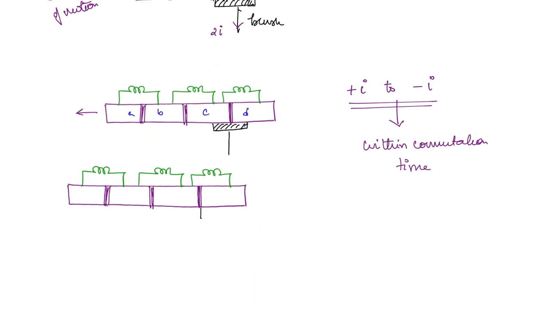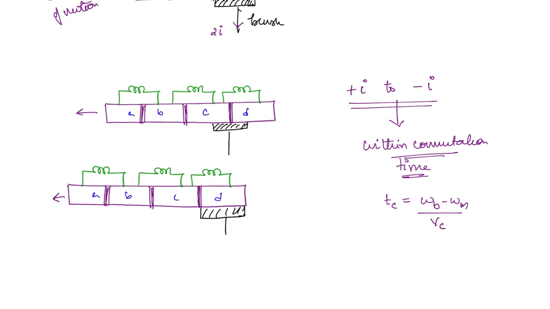The brush should finally come here, right? So here we have A, B, C and D. The brush has started from this commutator segment, and it has moved like this. The brush is not moving, remember, the commutator is moving. So this is the final position. The time that the position changes from this to this is called the commutation time, and within that commutation time this transition should happen. The expression for commutation time is given by Tc = (Wb - Wm)/Vc.